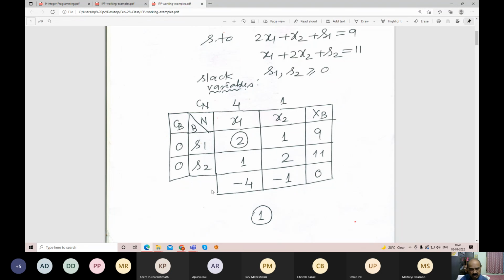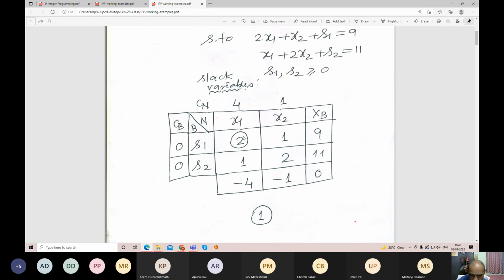Now we have to find the departing variable. If x1 is the entering variable, the departing variable is found in this manner: 9 by 2, 4.5, 11 by 1 is 11, and 4.5 is the minimum among 11 and 4.5. So with respect to 2, the ratio is minimum. So this 2 is your key element or pivoting element.